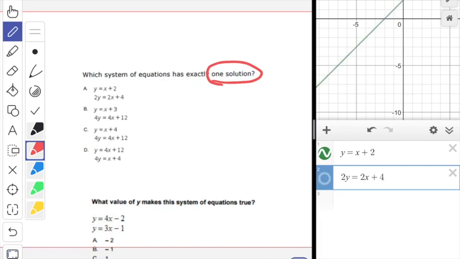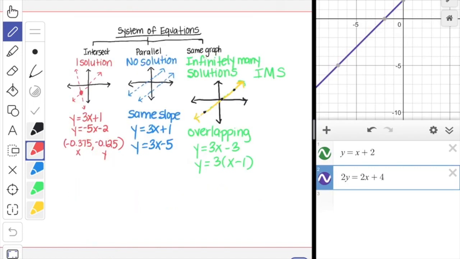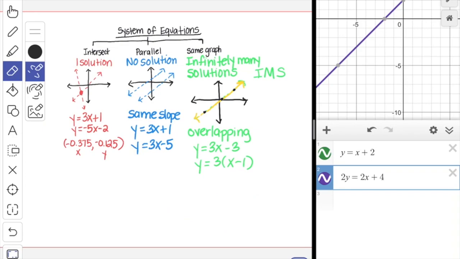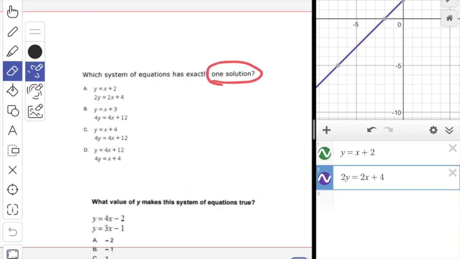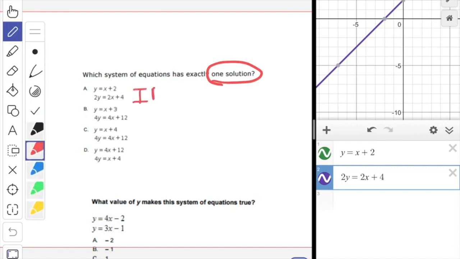So this one, I'm seeing that the two graphs are on top of each other. So if they're on top of each other, that means they're overlapping. So if I go back, and overlapping is this one right here. Okay, so if they're overlapping, that means it's infinitely many solutions. So this one is actually not going to be one solution. This is going to be infinitely many. So A is not going to work for us.